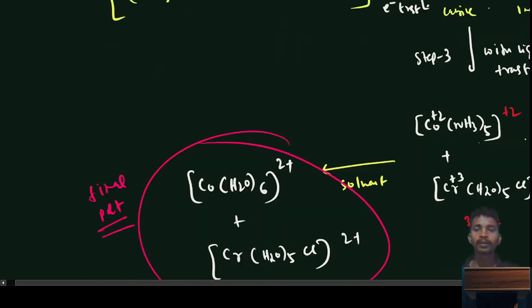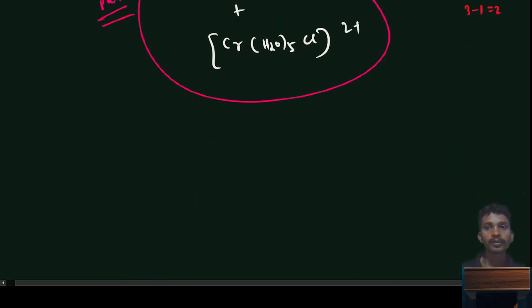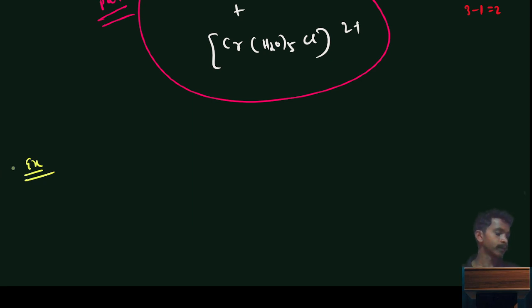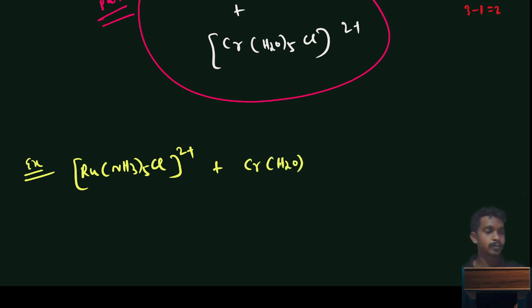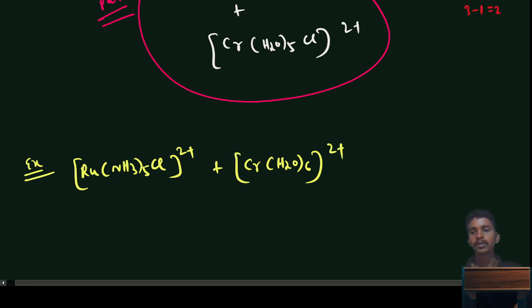Okay, likewise we can solve. So let's take another example where ligand transfer will not happen. For example, Ru(NH3)5Cl 2+ and another is Cr(H2O)6 2+. Let's look at this case.